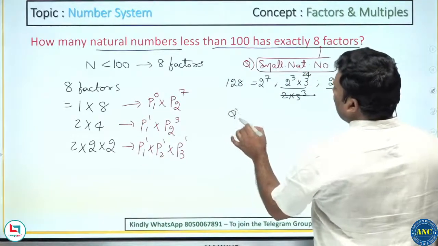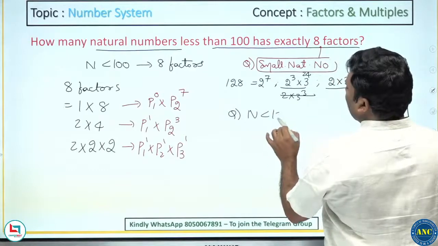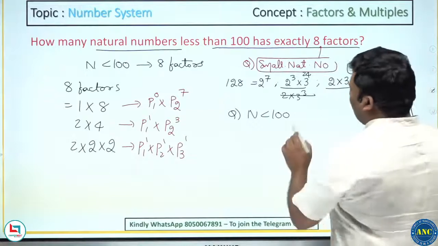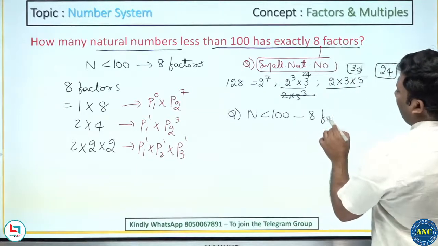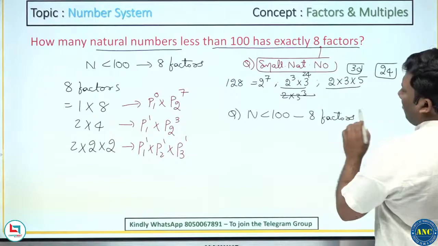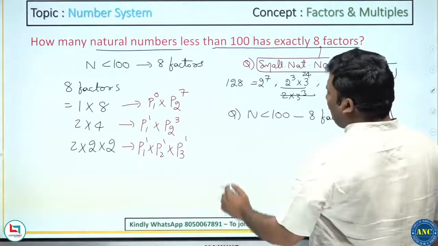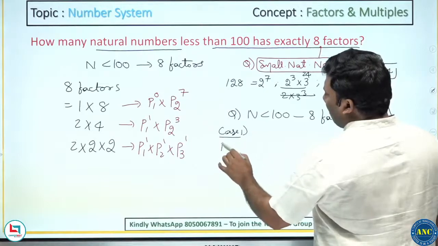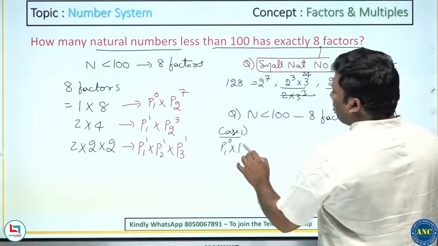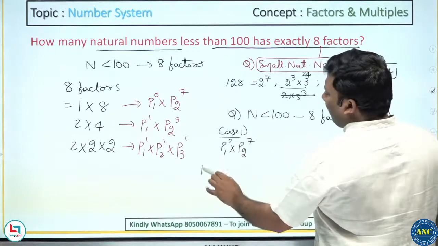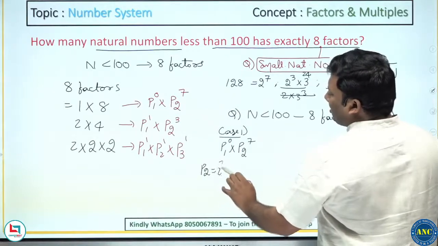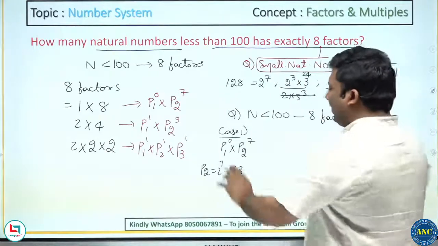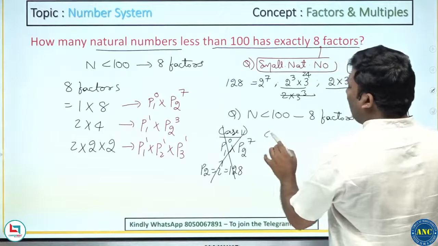Now the question is: the number of natural numbers less than 100 which have exactly 8 factors. Case number 1: it is P1 power 0 into P2 power 7. If I take P2 as 2, 2 power 7 is 128. 128 is greater than 100. Case number 1 will not come into picture.